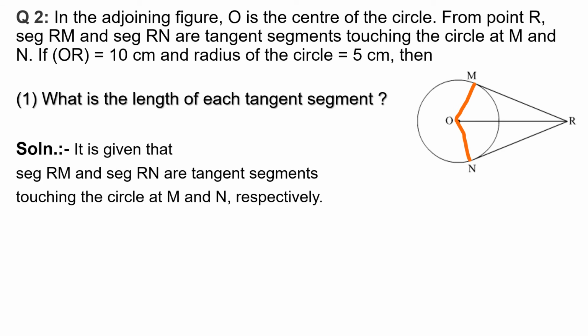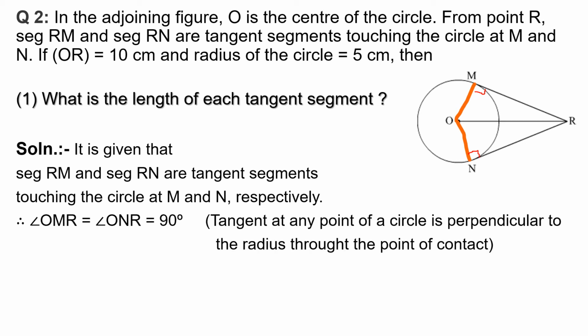So it is given that segment RM and segment RN are the tangent segments. So if they are tangent, then by the tangent theorem, here at point M it is 90 degrees and here also at point N it is 90 degrees. So angle OMR equals angle ONR, that is 90 degrees. The reason will be again the tangent theorem, meaning the statement you have to write down.